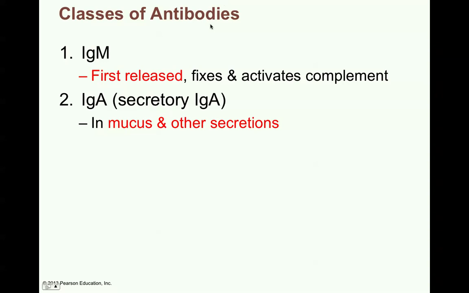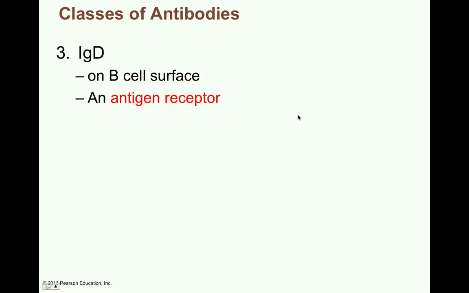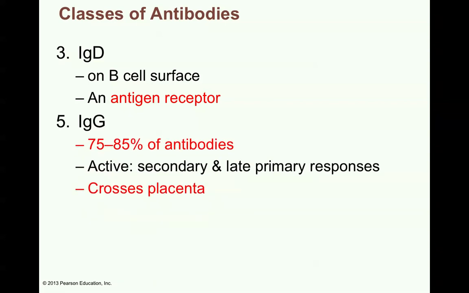IgM is actually the first released. It fixes and activates complement. Then there's IgA. IgA is found in mucus and other secretions. IgD is found on a B cell surface, and it's an antigen receptor. And IgG, this actually forms about 75 to 85% of antibodies.